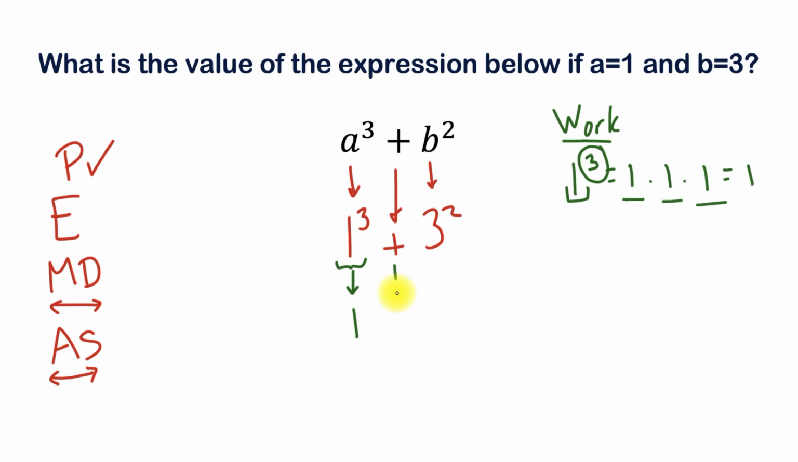We'll bring down our plus sign. And now we'll evaluate 3 to the second power. So 3 to the second power, also called 3 squared, means I'm going to take this base 3 and multiply it by itself 2 times. So I could write it like this. I'll put 2 blanks here, and in each of those blanks, I'll put a 3. So we've got 3 times 3, and 3 times 3 equals 9. So 3 to the second power, or 3 squared, evaluates to 9. So we'll write that here.